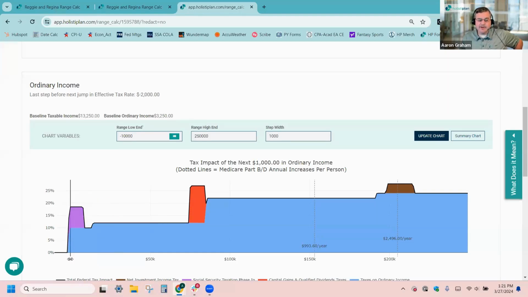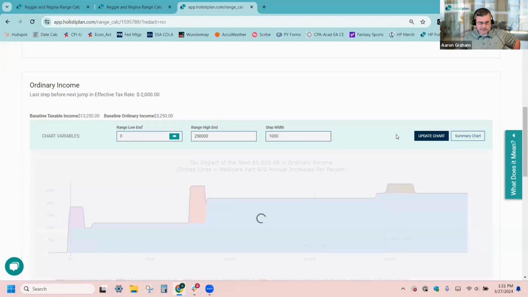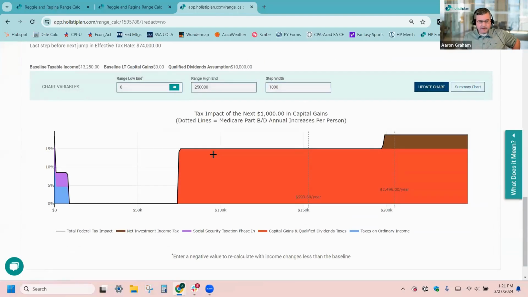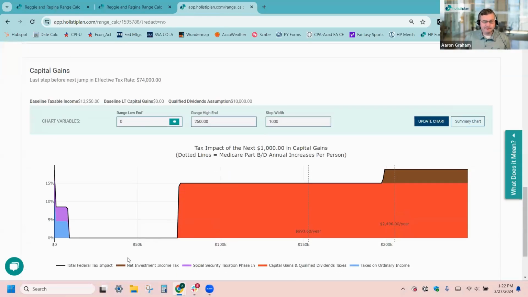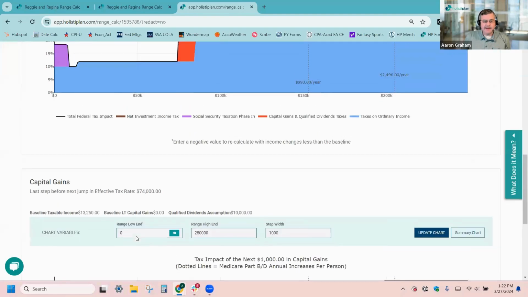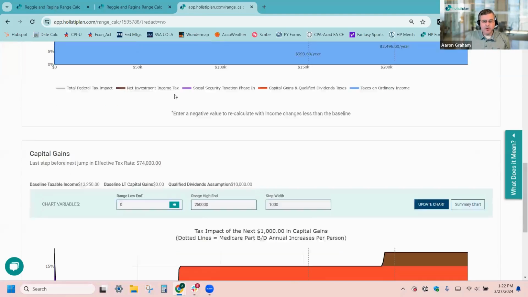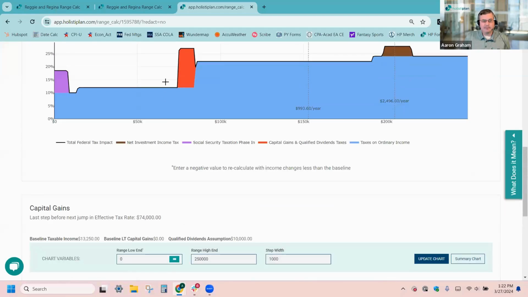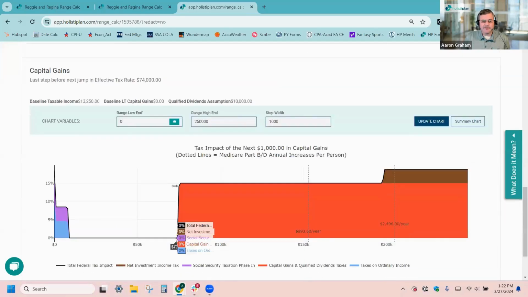And again, 0 is always going to be equivalent to this baseline taxable income, which we are pulling directly from the scenario in scenario analysis. I'm going to put that back to 0 just for posterity. All right, and so now we're going to look here at the bottom. This is the capital gains chart. You can see that these match up pretty well. They're about the same amount of ordinary income versus capital gains income.